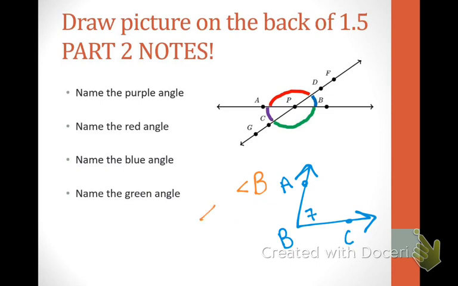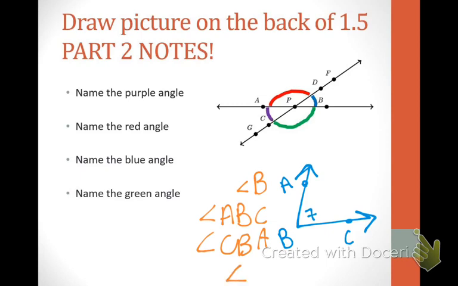Angle ABC. Can we switch those letters around and do CBA? Yes, ma'am. Can we do BAC? No. Why not? Because it needs to go in the correct order. In the correct order, what needs to be in the middle? B, because it's the vertex. Perfect.